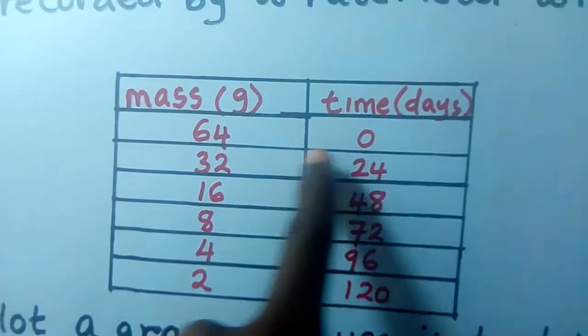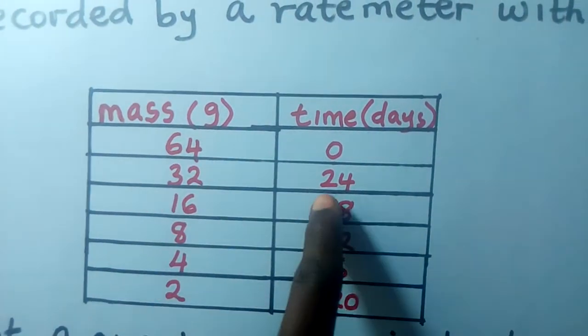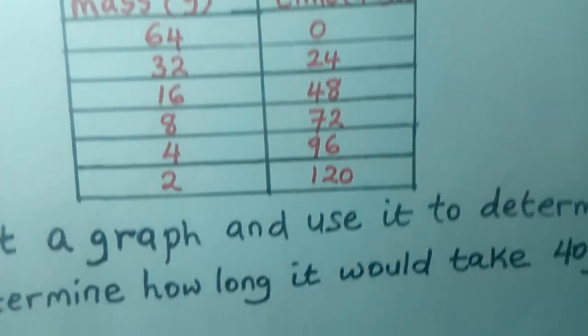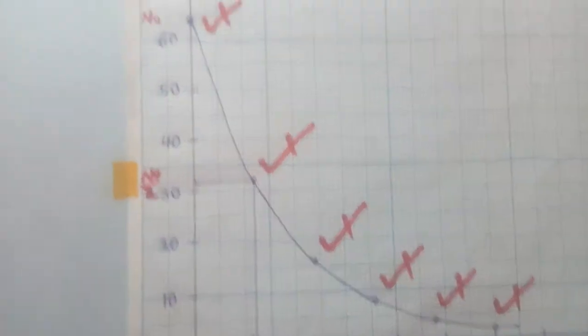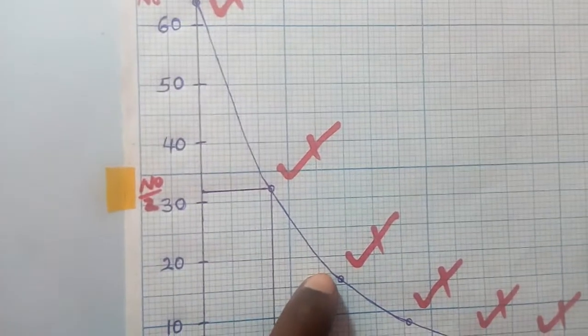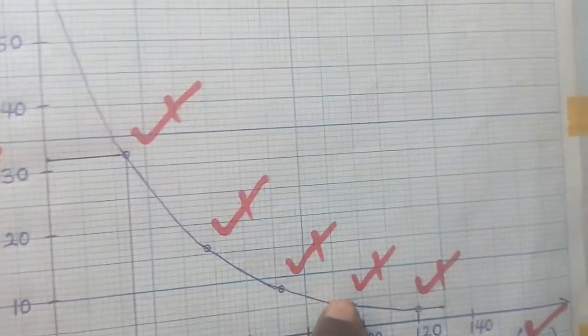Plotting what? 0 and 64. 24 and 32. And to cut the long story short, if you do that, you end up with a curve which looks like this. You see, these are now the plotted points. This one is a plotted point, this is a plotted point, this is a plotted point, like this.